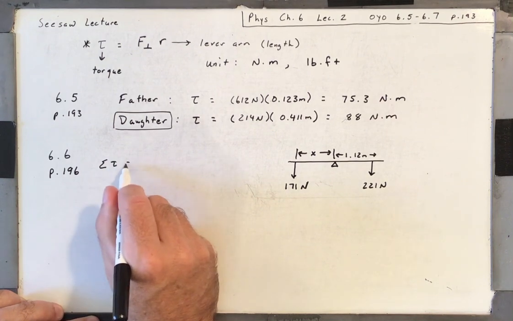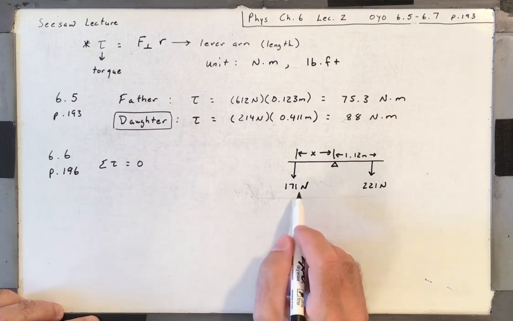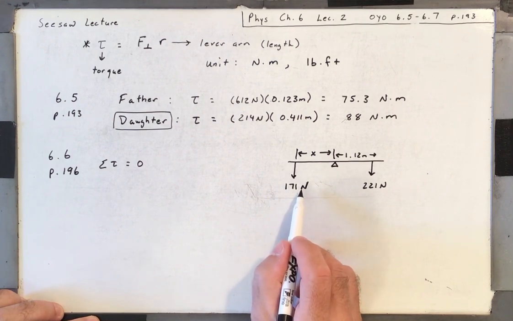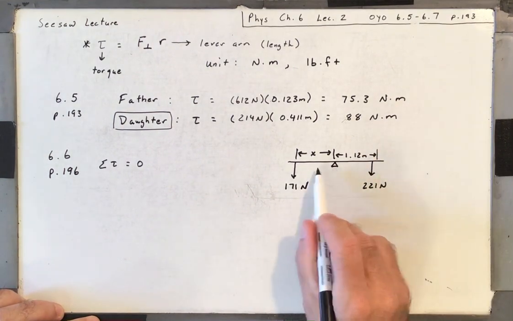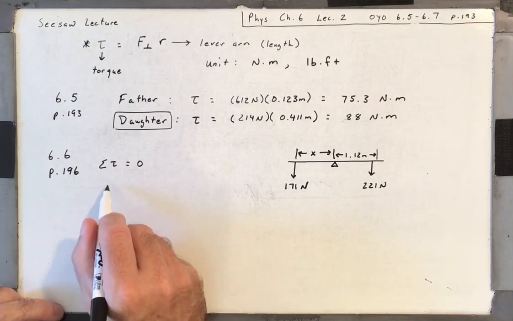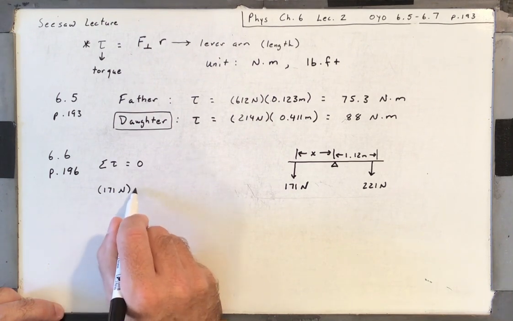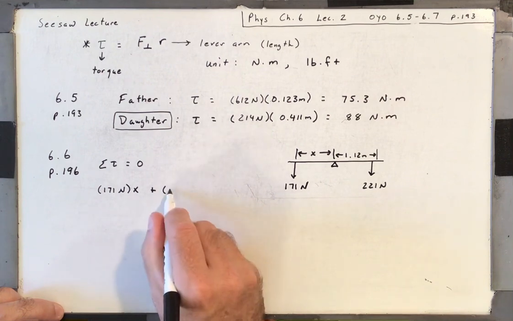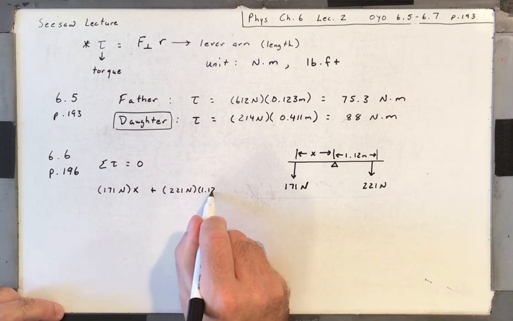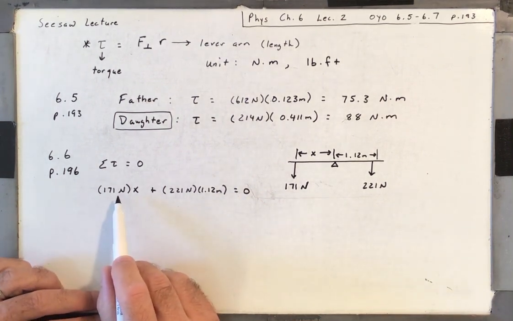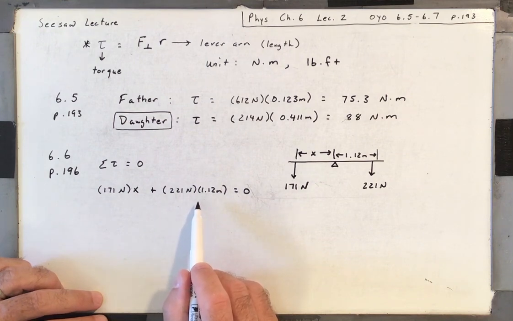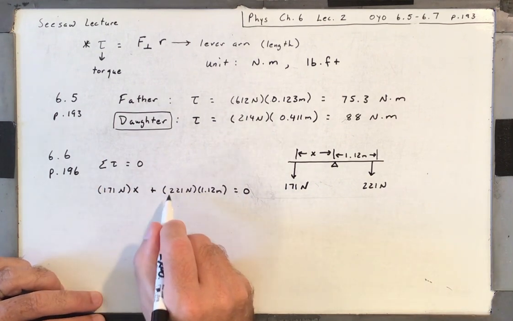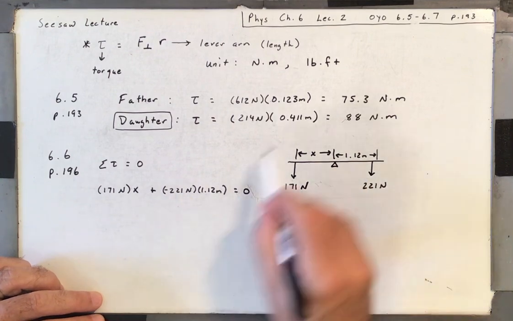So the sum of all the torques has to be equal to 0. All right, so torque, of course, is the force times the lever arm. The force is just going to be the weight in this case. Really what you do here is set the two sides of the fulcrum equal to each other. I'll go ahead and do it for the first time. We've got 171 newtons times x plus 221 newtons times 1.12 meters is equal to 0. But that's essentially what you're doing, is you set one side equal to the other. This one would be positive. This one would be negative because it's causing a clockwise torque.